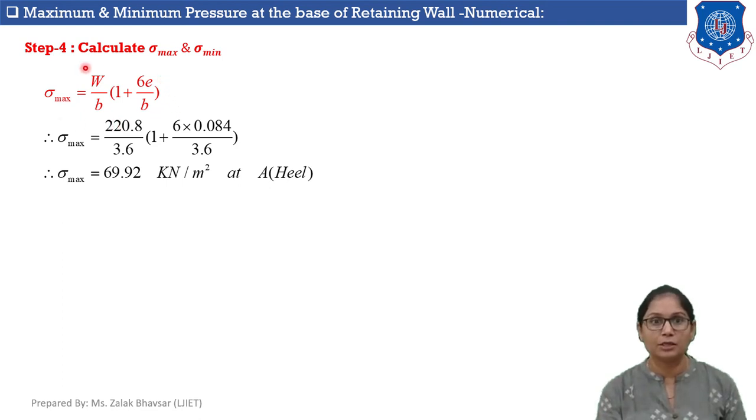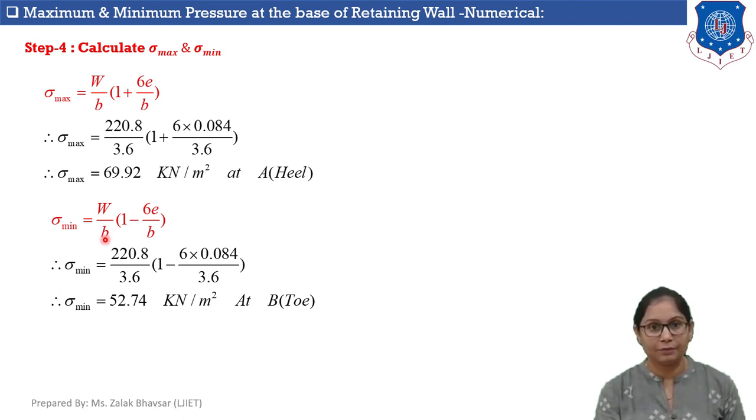And here is the equation to calculate sigma maximum, which is W by B in bracket 1 plus 6E by B. Value of W as we calculated 220.8. B is a bottom width of the wall 3.6. In bracket 1 plus 6 into E. E is the eccentricity. As we calculated, it is 0.084 upon 3.6 is a B. Okay, so I am getting sigma maximum is equal to 69.92 kilonewton per meter square at point A, which is heel of the wall.